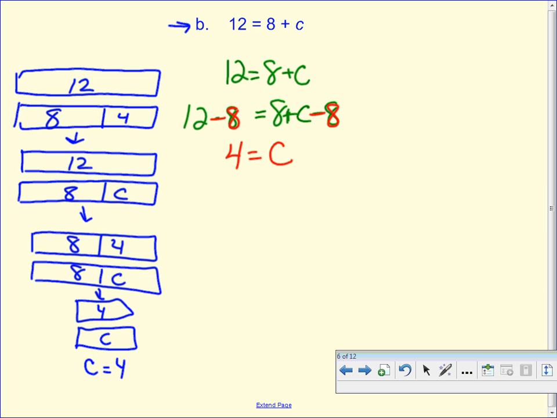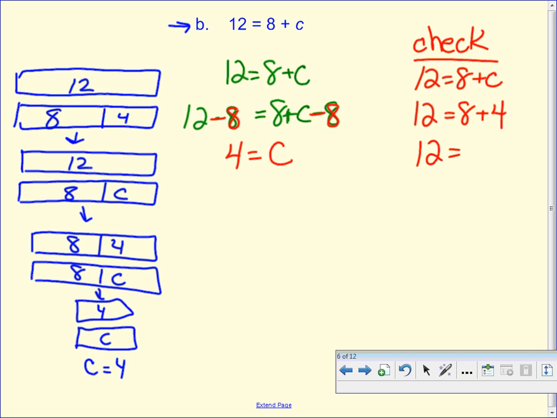So now let's do our check. Write the equation. Replace the letter with the number. Does 12 equal 12? That's a true statement. So replacing C with 4 made that a true statement, so C does equal 4.